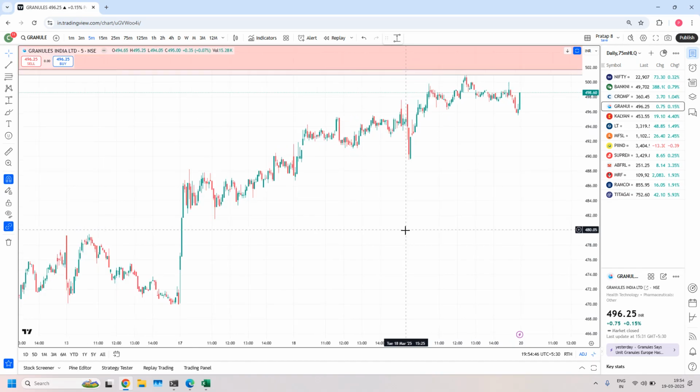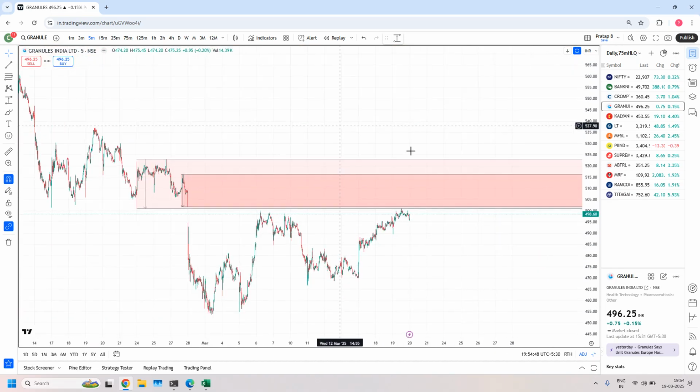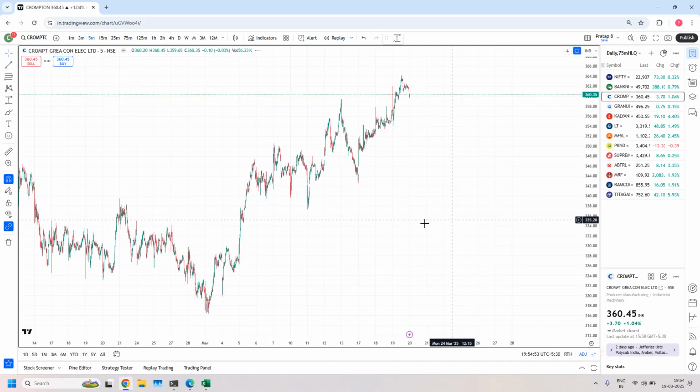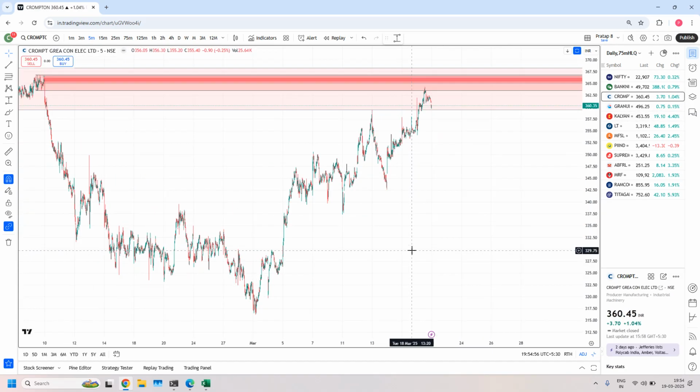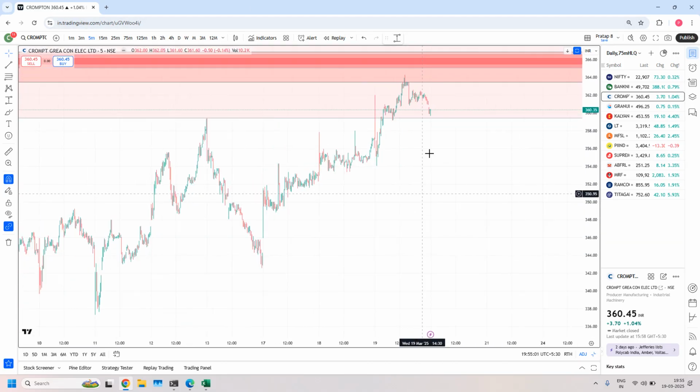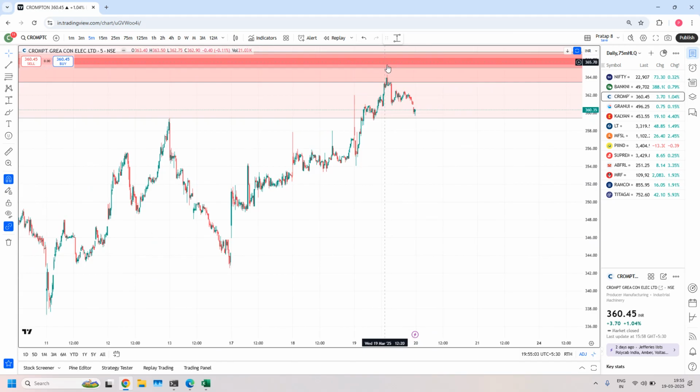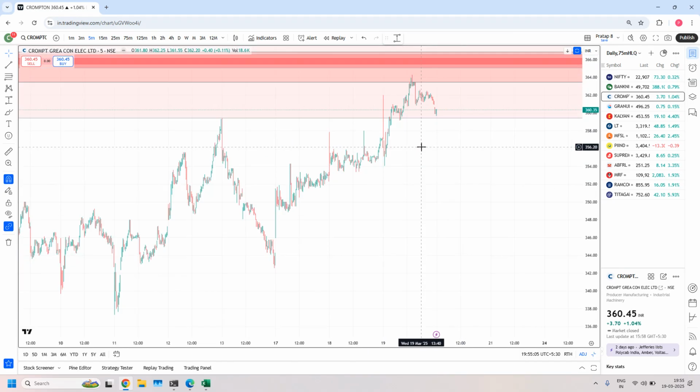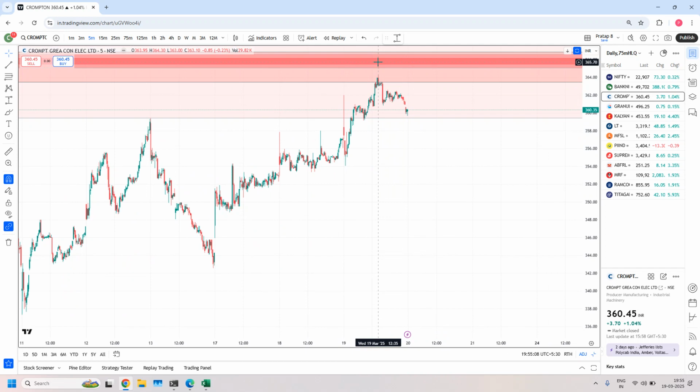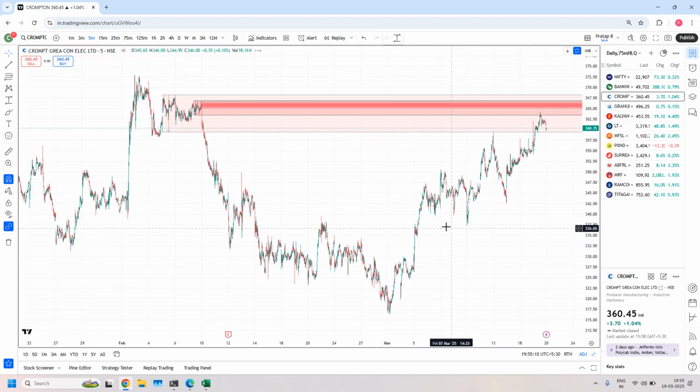Next one, Granules, we already discussed in the previous videos. We said there is no order flow here. And Crompton also, same is the case. We discussed it in the previous videos. Today, price came very close to this, but it did not reach the fine-tuned area. With some more movement, we would have got a good trade in Crompton. How to fine-tune this Crompton, I already discussed in the previous videos. Please look into the previous videos. So this is about the HLQ zone analysis.